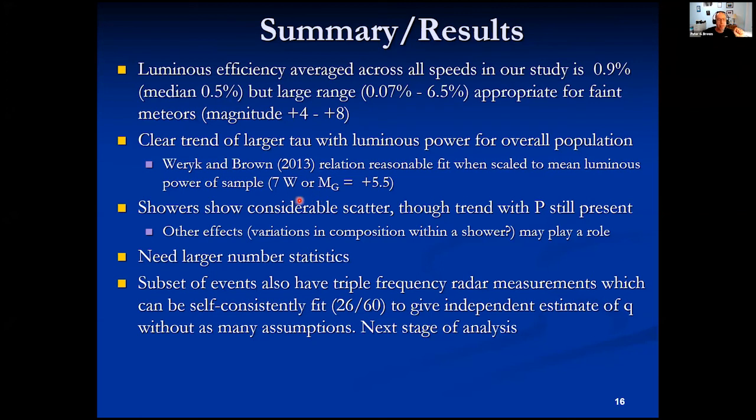Again, there's quite a bit of scatter. The showers we see still show considerable scatter, so it's probably not just compositional variations. There probably still is a trend with power, but we still need larger number statistics to understand that. The next step in this project is that about half of our meteor shower events have well-fit triple frequency measurements. That will give an independent estimate of Q, and an initial analysis shows that most of our luminous efficiencies tend to be even lower than what we're showing here when we use all three frequencies combined.